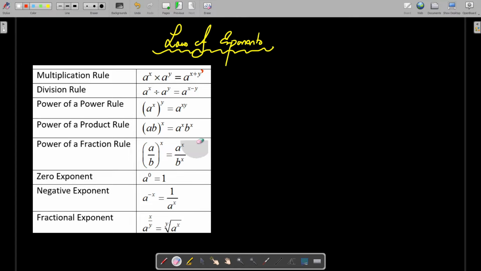Hey everyone, today let's talk about the laws of exponents. We'll understand with examples how these laws work. Number one, the multiplication rule. It says a^x × a^y = a^(x+y). If we take an example, let's take 2 cube into 2 square.